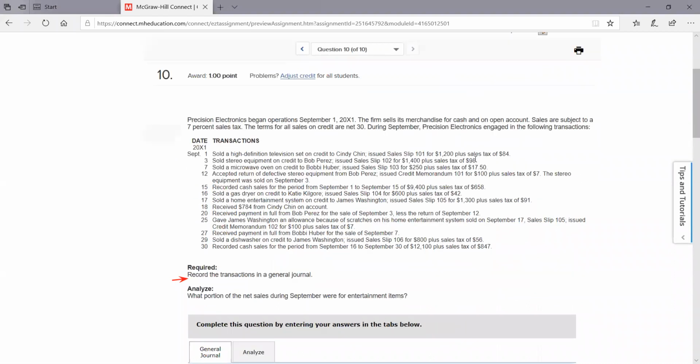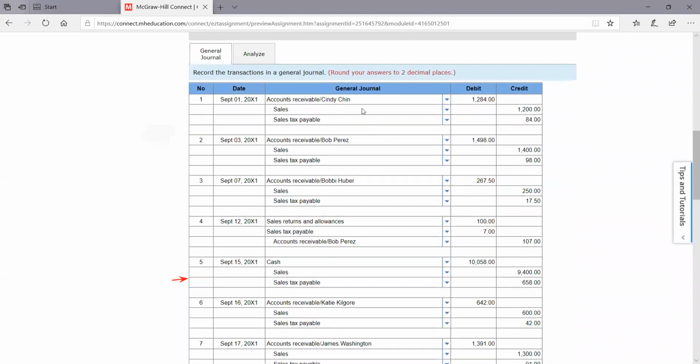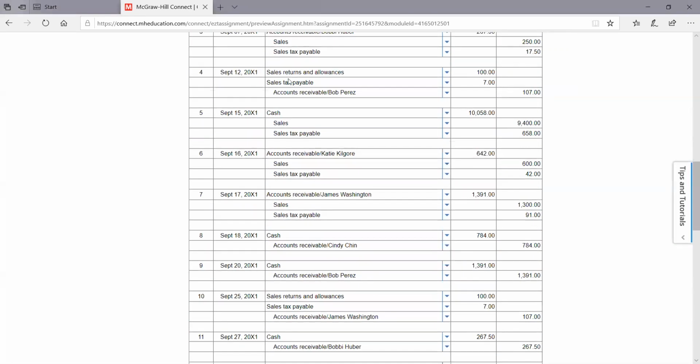Again, a lot of transactions, same type of thing. You'll note there's a lot of repetition. Notice the first 3 are essentially the same. You're going to have a return on the 12th. Don't forget about that sales tax payable. And then it looks like when you get down to the 15th, we go down here. Here's another cash sale. Here's a credit sale. 2 more credit sales. You got a collection on the 18th and a collection on the 20th.